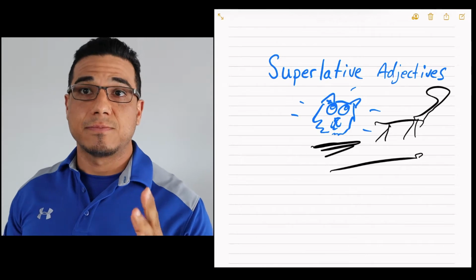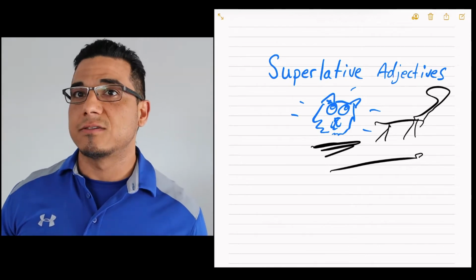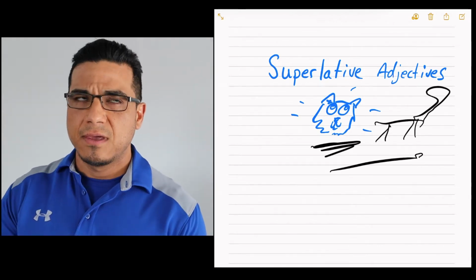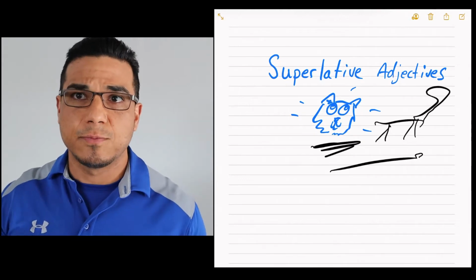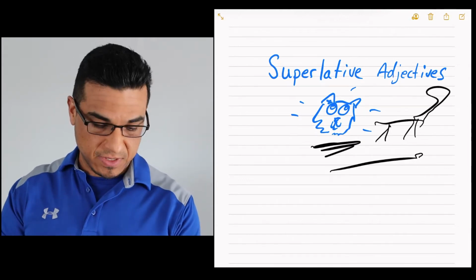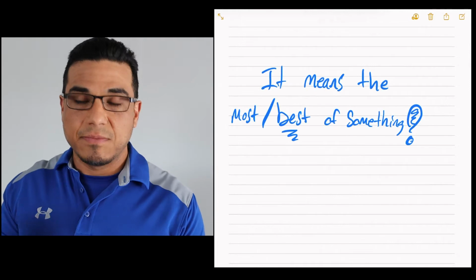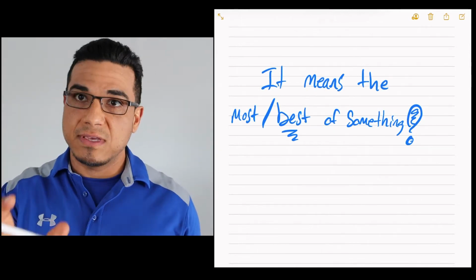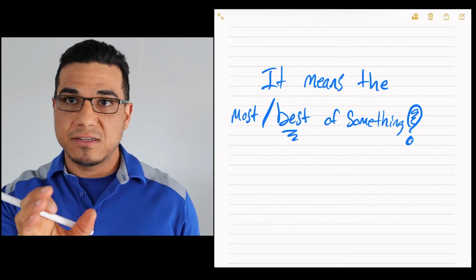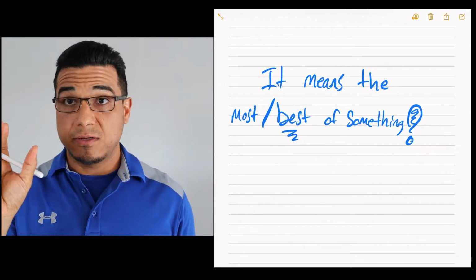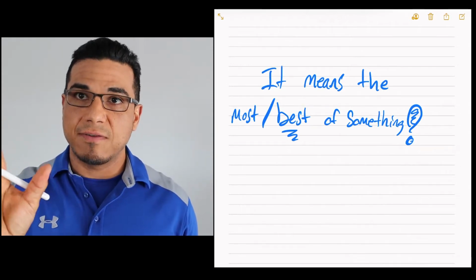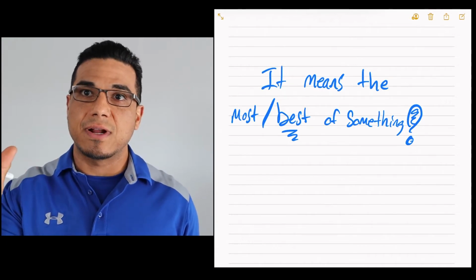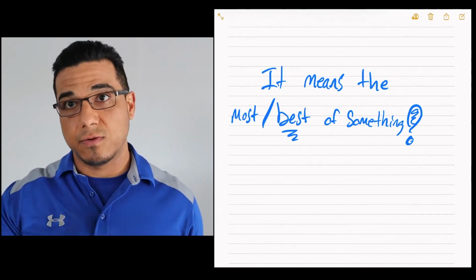We're going to go ahead and jump straight into the lesson, which today is on superlative adjectives. And you're probably wondering, what's a superlative adjective? Well, I'll tell you. It essentially means the most or the best of something. So use this with adjectives. Adjectives, as a reminder, are a part of speech which modifies, or rather describes, a noun, which is a person, place, or thing.